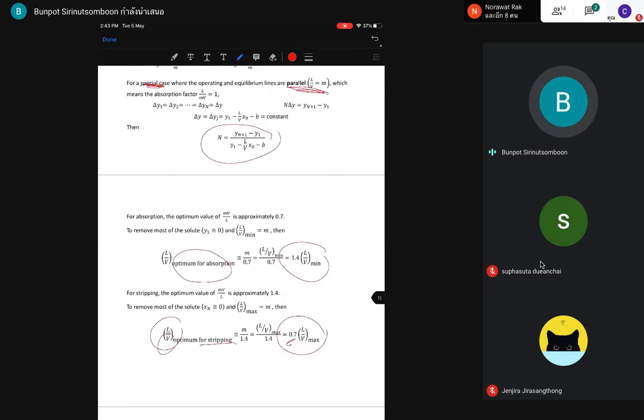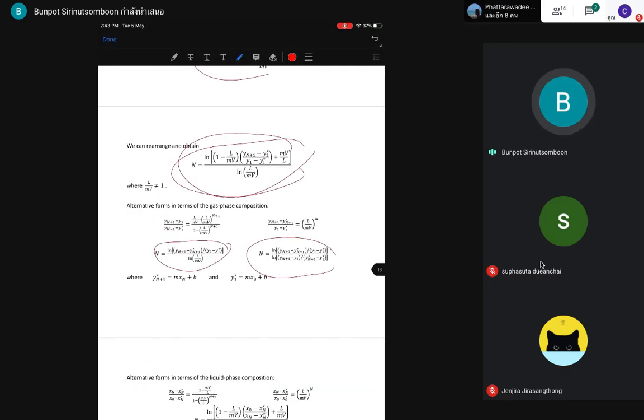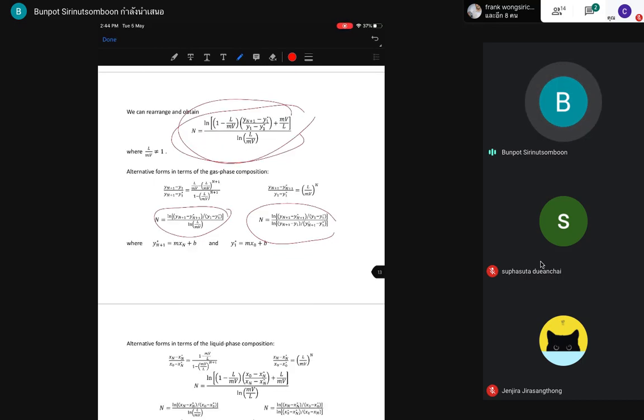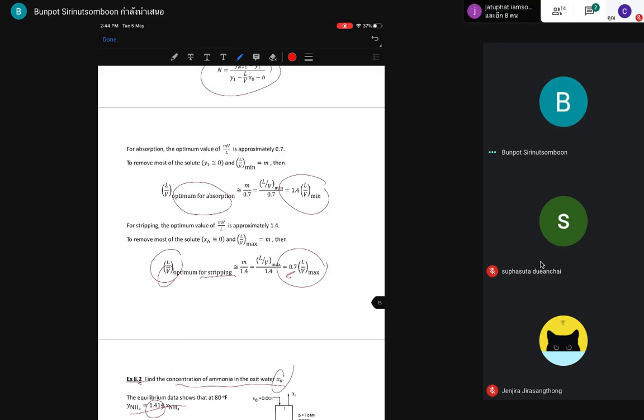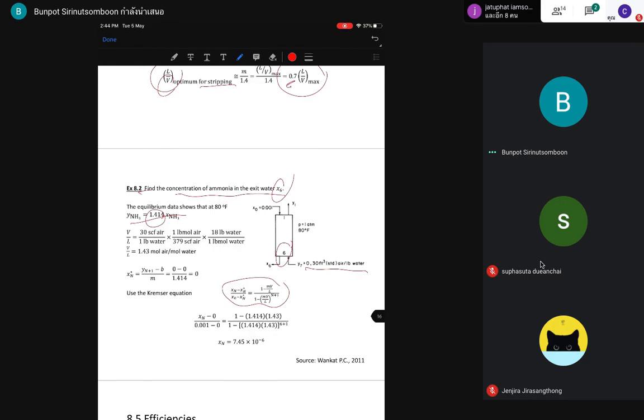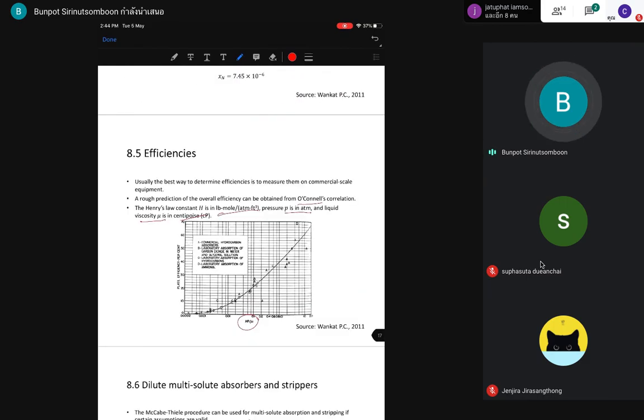For all these equations, just pick the right equation for the information given by the problem. Look at the problem and see what kind of information it gives you, and then use the right equation to solve it. This is kind of quick, and you can also estimate the column efficiency by using this graph right here.